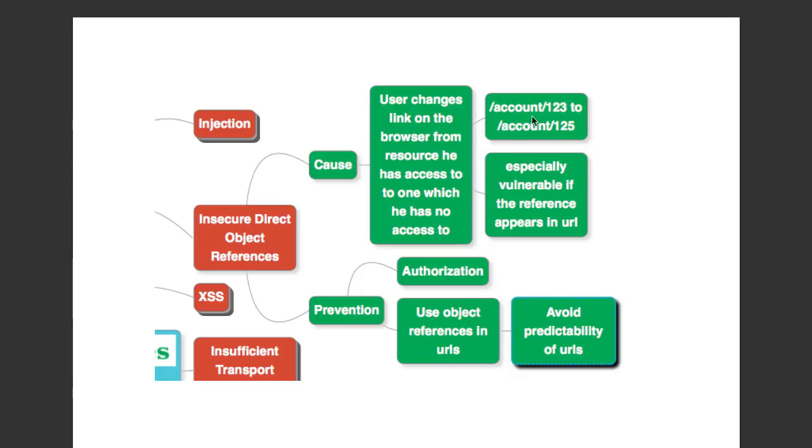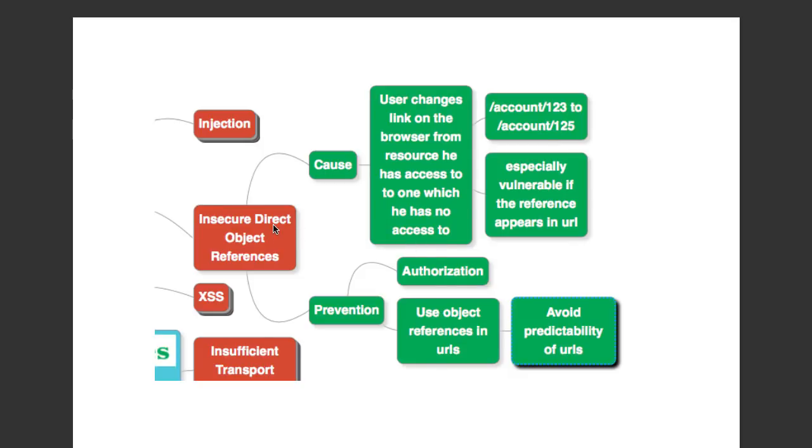The important thing here is that the direct reference, let's say my account ID is 123, is being shown in the URL, and it's easy to manipulate. You can easily change it. And if there is a flaw in the system, then I would be able to access the details of a system account which I don't really have access to.